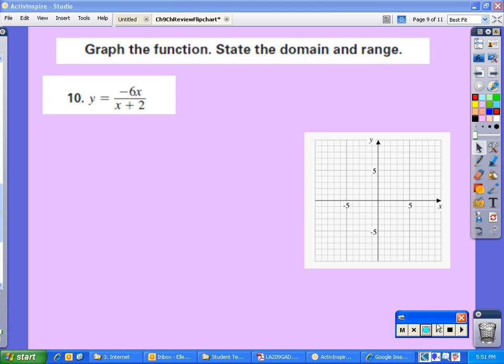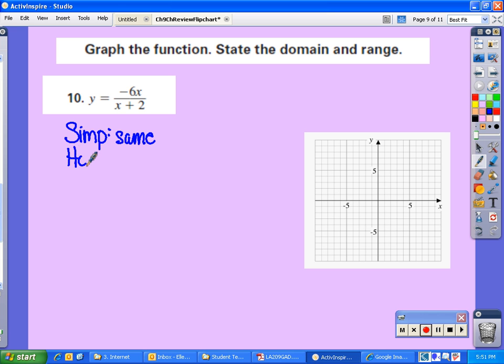Let's take a look at number 10. Again, there is no simplified version. It would be exactly the same as the function that we have here. There was no factoring or canceling necessary. That also means that we didn't find any holes or discontinuities in our graph.